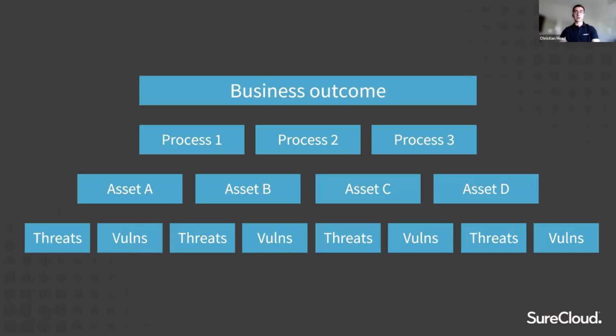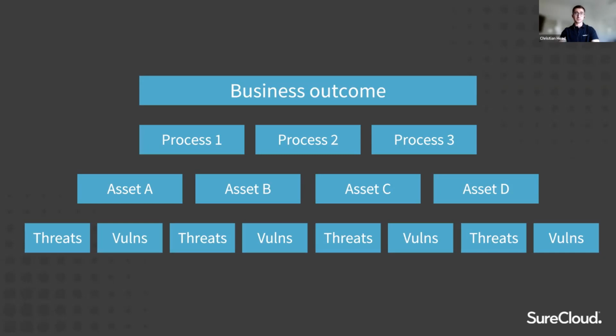Looking at this diagram, we can see exactly that relationship we've already been discussing, right? At the top level, we have our business outcome. Our business outcome could be anything from increasing revenue to reducing churn, whatever the scenario may be, whatever the organization's overarching objectives are. In order to achieve those, they're all going to be supported by different processes. So you could have many different processes to support that.